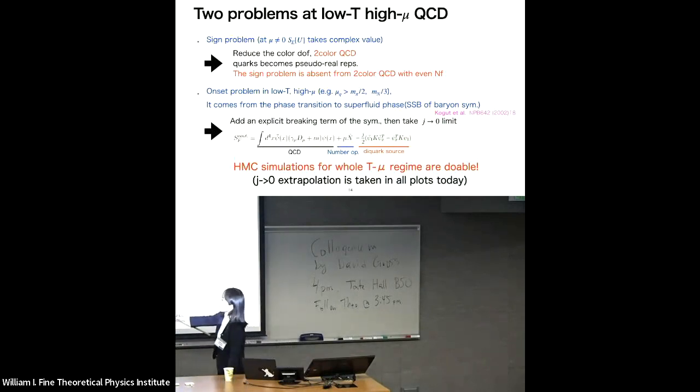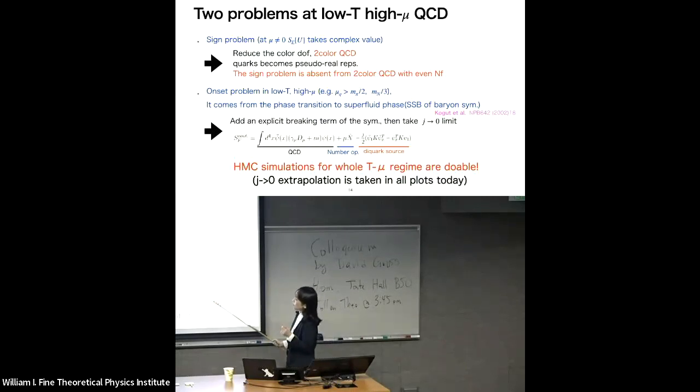And the other serious problem is the so-called onset problem. It appears only in the low temperature and high density region. For instance, when the quark chemical potential is larger than half of the pion mass or 1/3 of the nucleon mass. Beyond this threshold value, pair creation because of this chemical potential emerges, then the calculation becomes unstable. And such instability actually comes from the phase transition from the hadronic phase to the superfluid phase. And it is related with spontaneous symmetry breaking of the baryon symmetry.